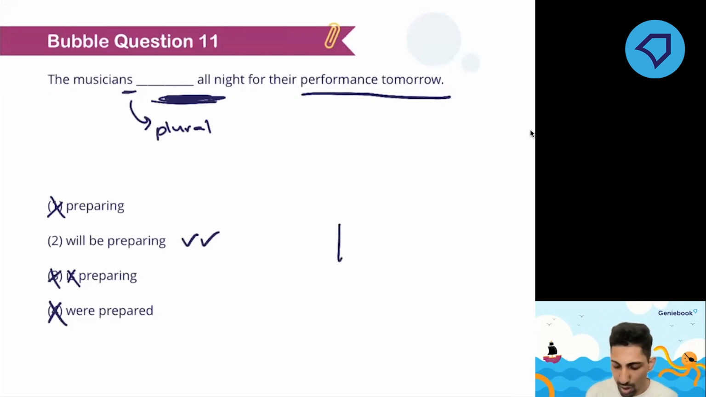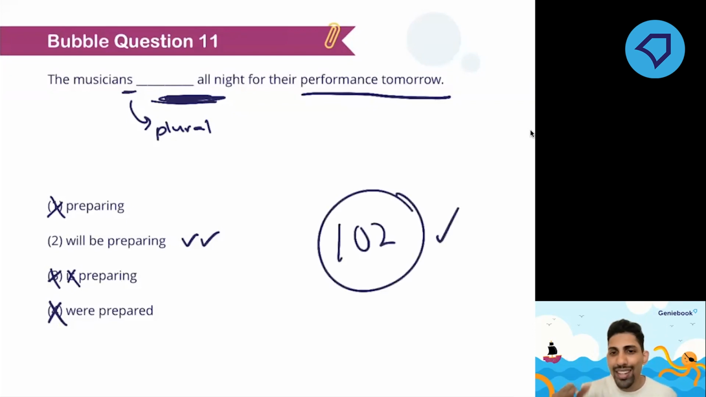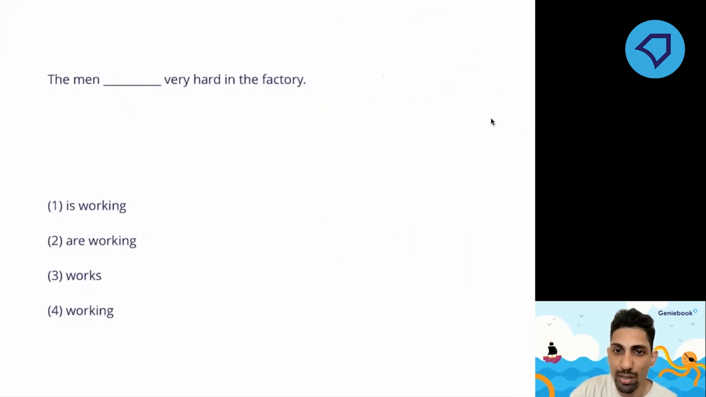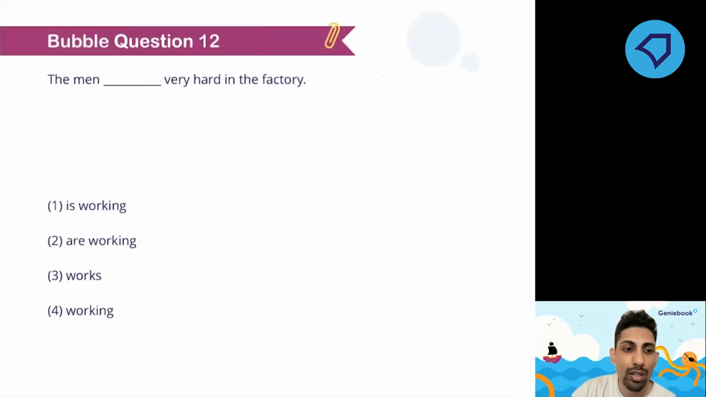So for this question, we got 102 correct answers. Not bad. But remember, high score is 146. Okay, so let's carry on. We have a total of 13 questions today. So this is number 12. Ready? Go.